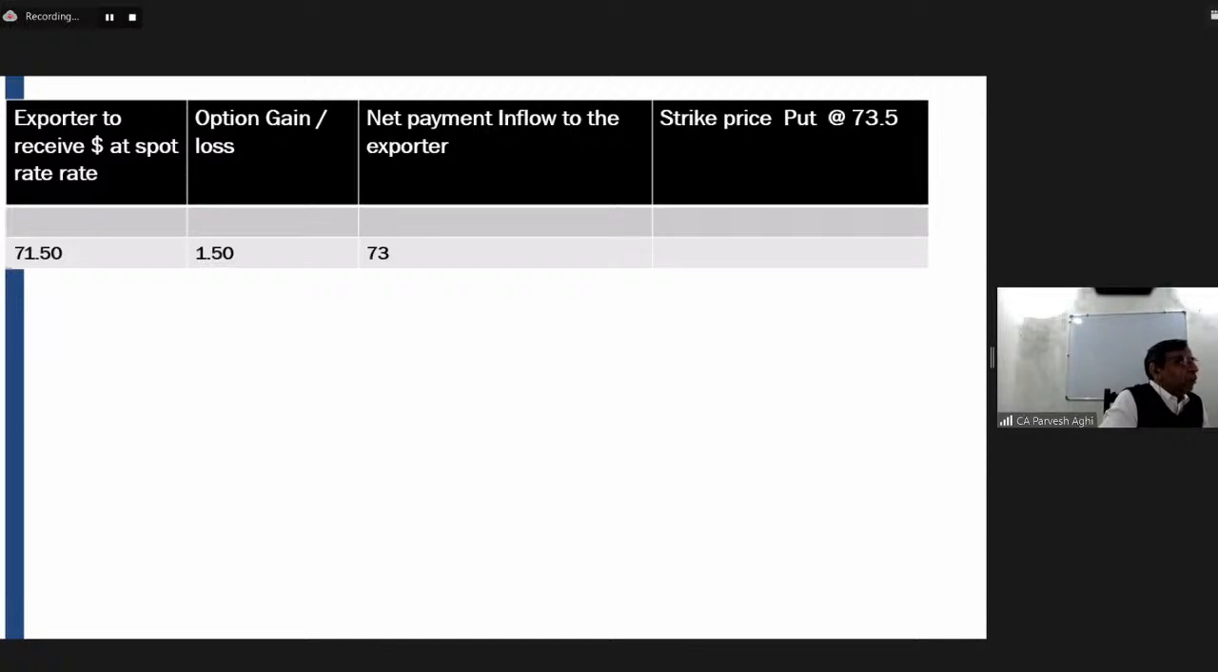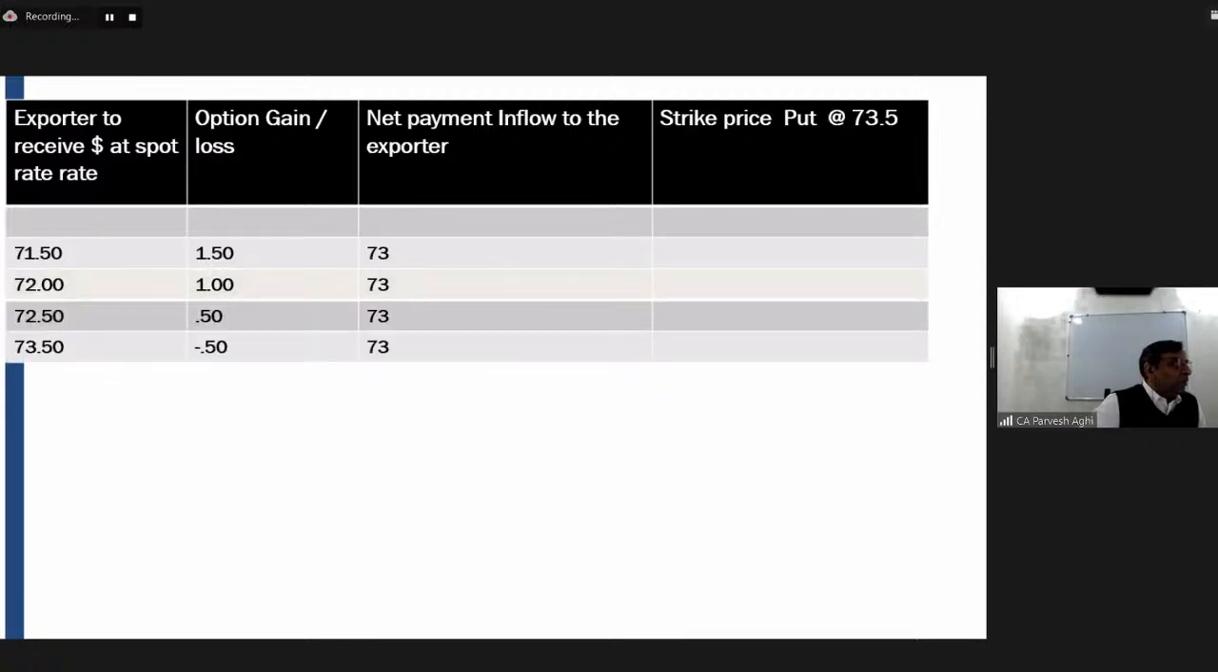Fine, but he's going to get 1 rupee 50 paisa gain from the option market, from the stock exchange. So net, his receipt will be only 73. Similarly, at all these rates, even if the dollar depreciates, he's making a gain in most of the transactions, but the net will be only 73.